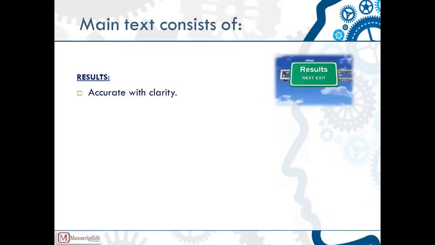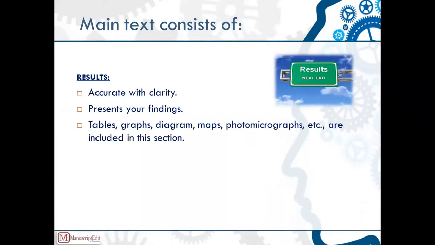Now coming to the results. The results section of the research paper is where you report the findings of your study based upon the information gathered as a result of the methodology that you had applied. The results section simply states the findings without bias or interpretation, arranged in a logical sequence. This section should always be written in the past tense. And here you present your findings, and you present the tables, graphs, diagrams, anything that is required in this section.